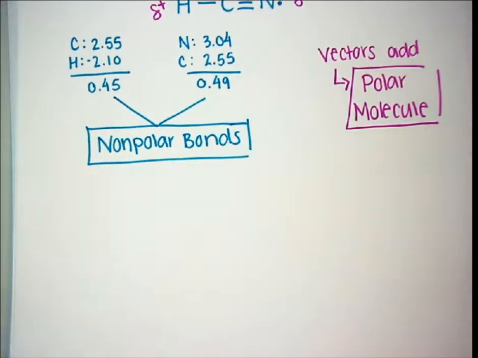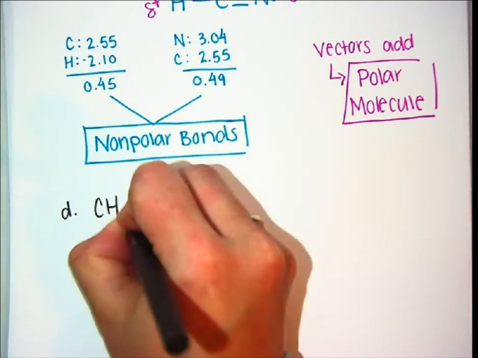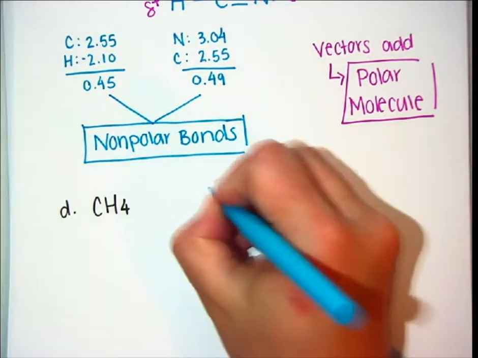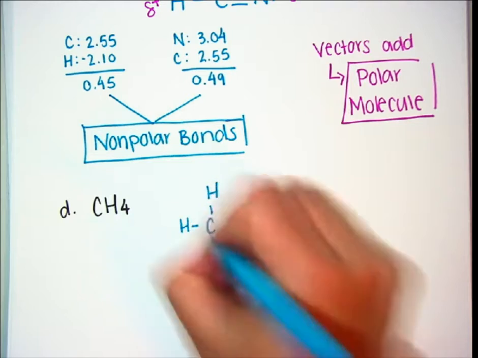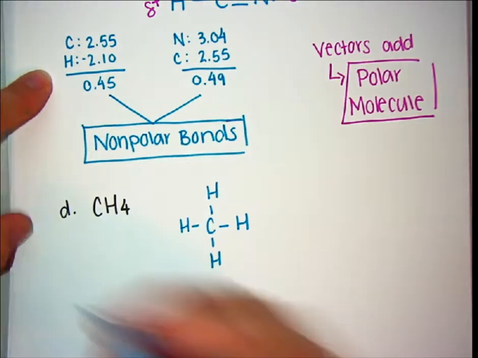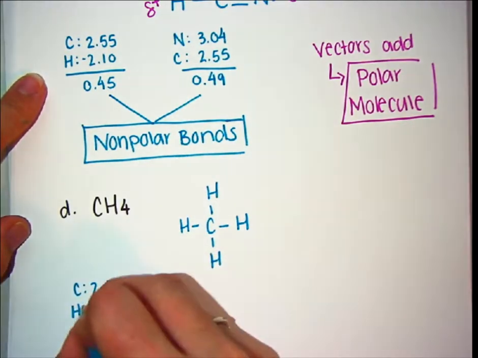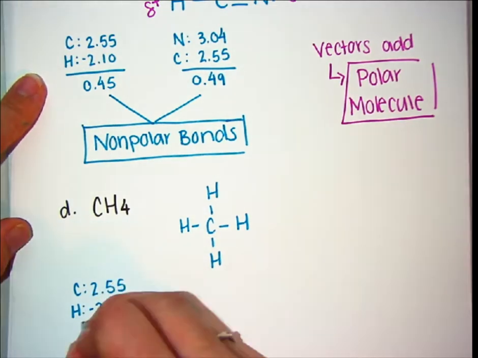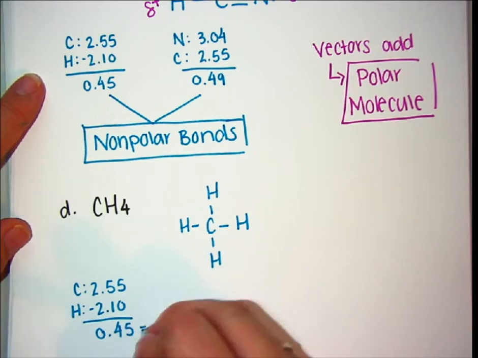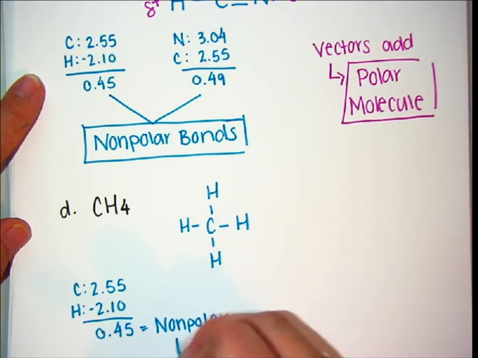Let's do one more. Let's do methane, which is CH4. This one's a nice, easy Lewis structure to draw. We've already done bond polarity, so I'm not going to go through that again. Bigger number minus smaller number, let's do carbon minus hydrogen. We get a difference of 0.45. My bonds between carbon and hydrogen are going to be nonpolar.